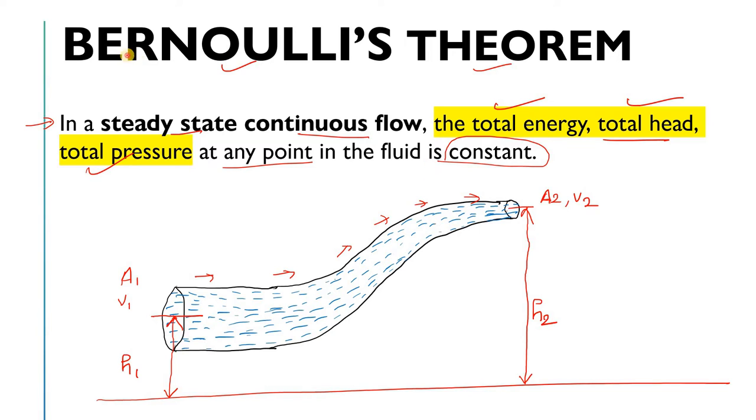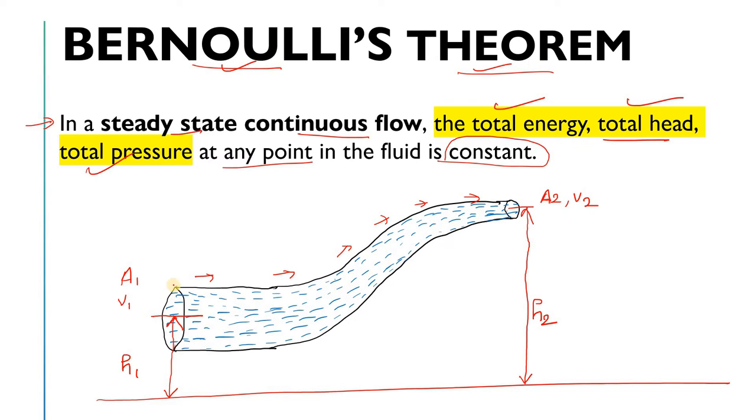That's why Bernoulli's theorem is based on the conservation of energy. Are you getting my point? It is based on the conservation of energy. In our previous video, we discussed the continuity equation, which is based on the law of conservation of mass. So Bernoulli's equation depends on the law of conservation of energy, meaning your energy is going to be conserved here.